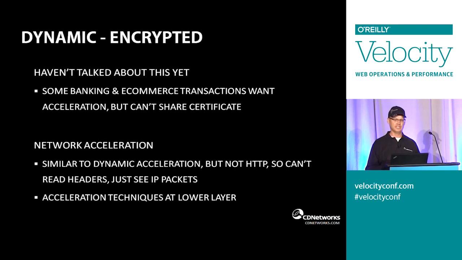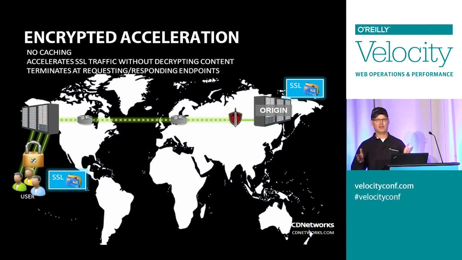So some banking or e-commerce customers have transactions that they want to accelerate globally, but they really can't share their certificate. But they are asking for some kind of acceleration. So CDNs can do this, most of them anyway. They don't do it at the HTTP level. It's more like a TCP or an IP connection that is being accelerated along the way. It's a lower level of acceleration. So not all of the techniques that I talked about so far will work. Some of them do, and some of them don't.